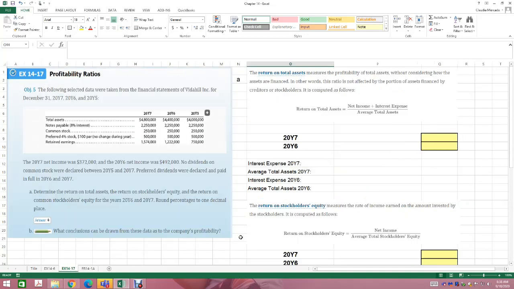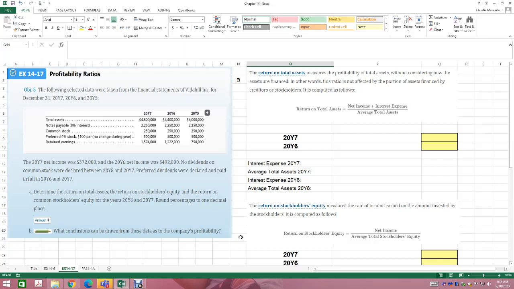The next problem deals with profitability ratios. This is exercise 14-17. It says the following selected data was taken from the financial statements of Vita Hill Incorporated for December 31st, 20Y7, 20Y6, and 20Y5. And they give you all of the information. The 20Y7 net income was $372,000, and the 20Y6 net income was $492,000. No dividends on common stock were declared between 20Y5 and 20Y7. Preferred dividends were declared and paid in full in 20Y6 and 20Y7.